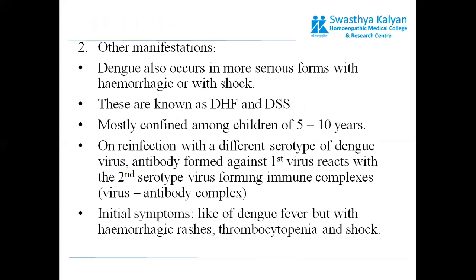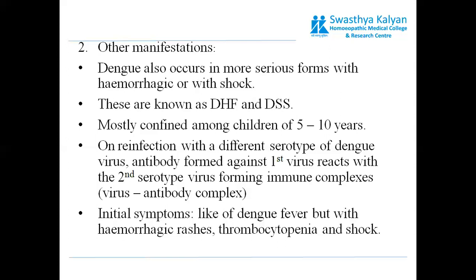Whereas the other manifestation is quite severe. This type of manifestation usually occurs in children between the ages of 5 and 10, and they are known to develop dengue hemorrhagic fever and associated with it, or otherwise individually, present as dengue shock syndrome.